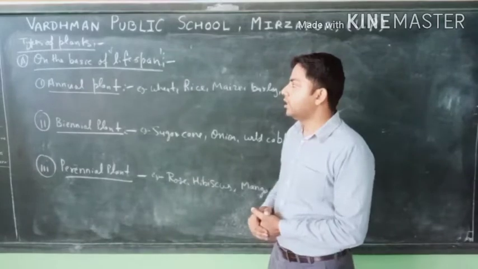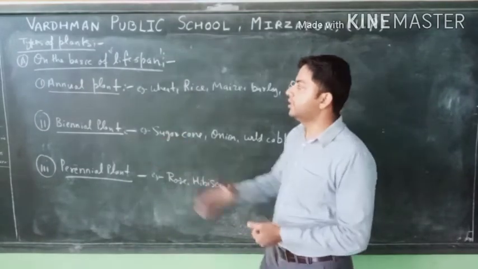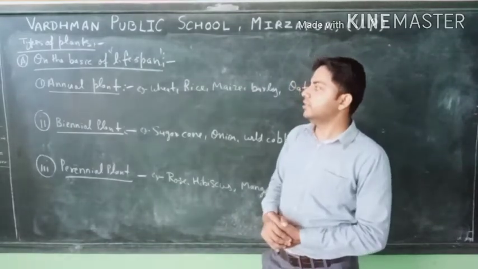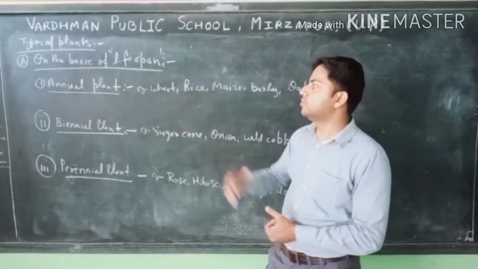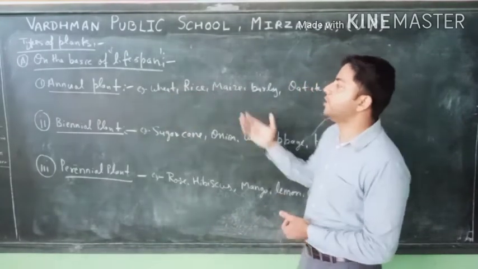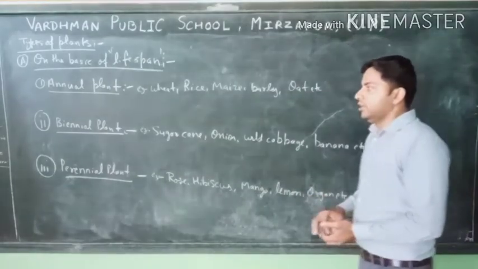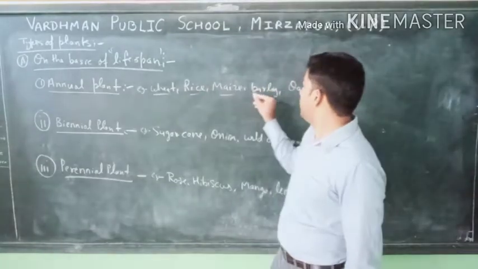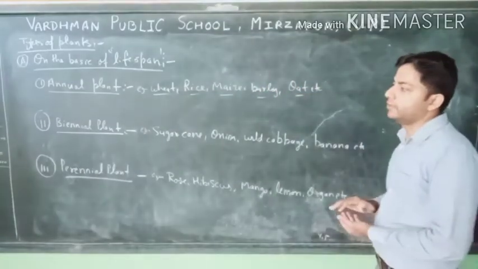Annual plants are those plants that complete their life cycle in 1 year. It means from seed germination up to death, the whole process is completed in only 1 year. For example, annual plants include wheat, rice, maize, barley, oat, etc.